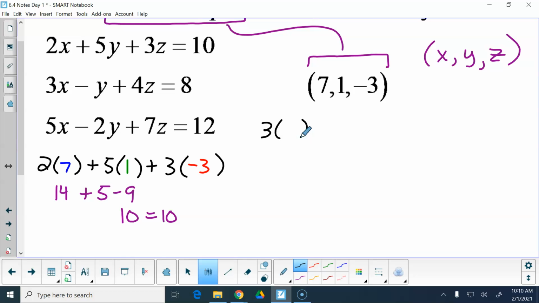3 times 7 minus 1 plus 4 times negative 3. 7, 3, and 1. 3 times 7 is 21. Minus 1 is 20. Minus 12 is 8. And 8 is equal to 8. So it checked out in the second one. So we have to keep going to the third one.